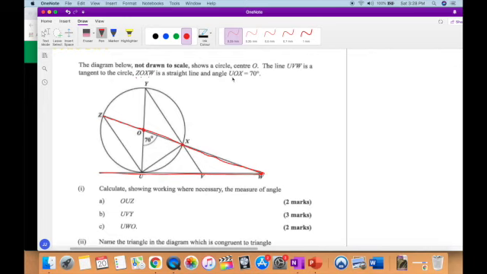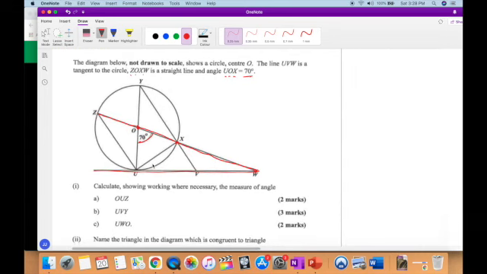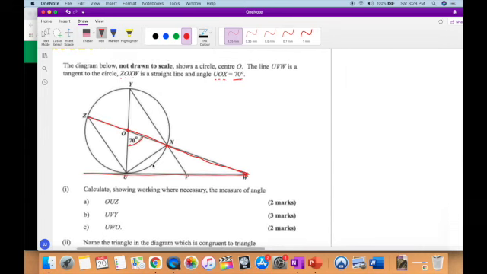And the angle UOX is 70 degrees. Well, okay, they stated that there. Right? Cool. Calculate, showing working when necessary, the measure of the angle OUZ. So we have O, we have U, and we have Z. That is this angle over here.